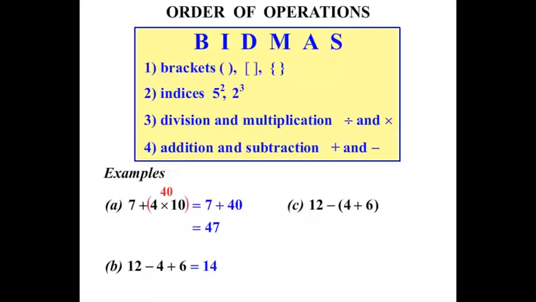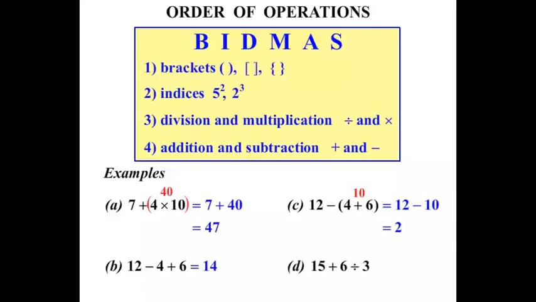The next one, 12 minus, and then in brackets we've got 4 plus 6. As soon as we see the brackets, we can see that the brackets occur at the top of our list, so we always do them first. So 4 plus 6, well that's 10. So the question now stands as 12 minus 10. And of course 12 minus 10 equals 2.